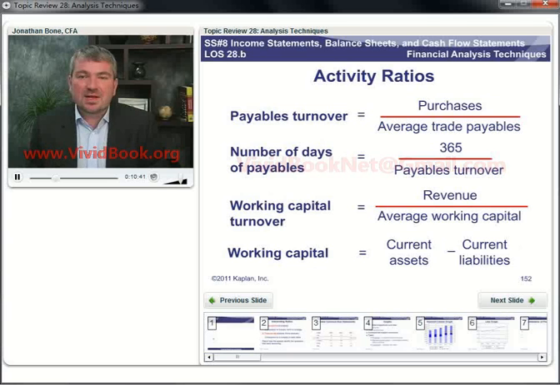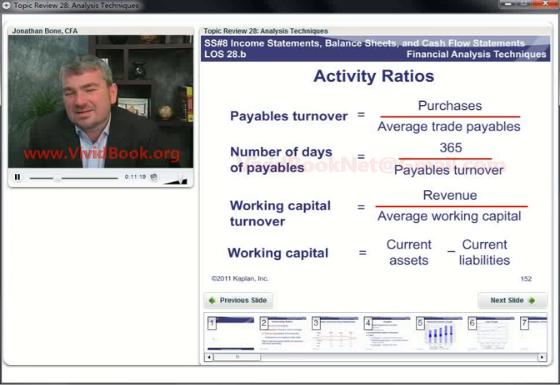Payables turnover. Notice this is purchases, not cost of goods sold. Now you may need to calculate purchases. Remember, cost of goods sold minus the change in inventory, cost of goods sold less an increase in inventory or plus a decrease in inventory gives you, of course, your purchases figure. So purchases divided by average accounts payable gives you your payables turnover. Again, what's more useful in terms of interpretation is the number of days payables that tell you the length of time between receiving raw materials and paying your suppliers.